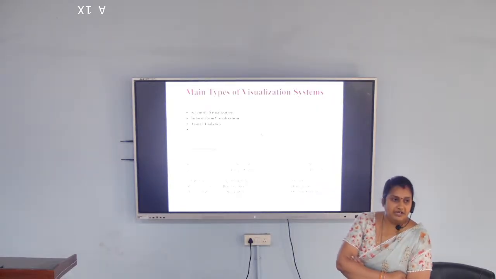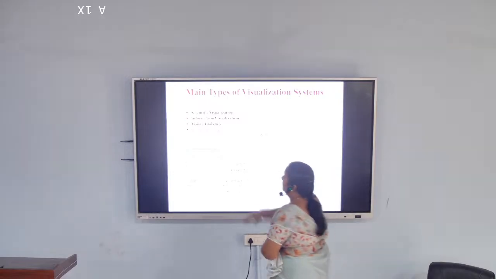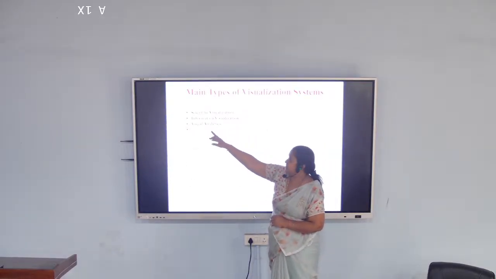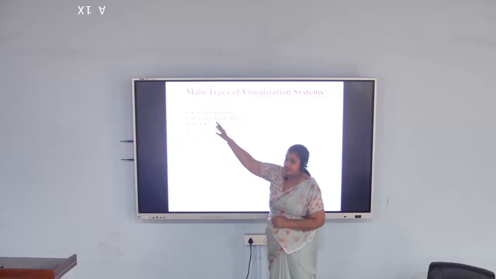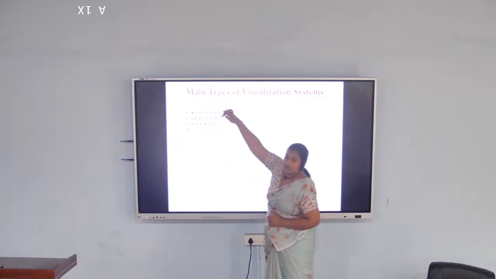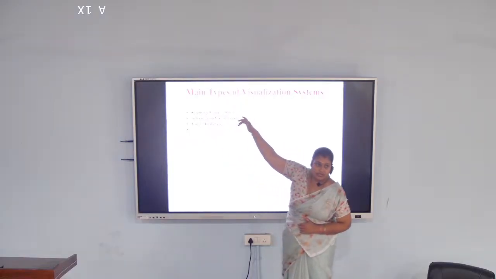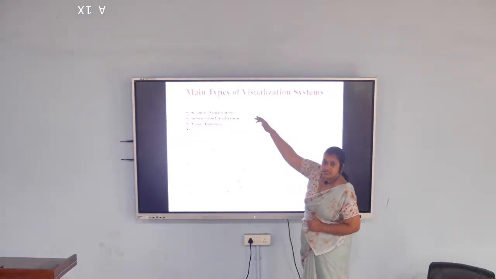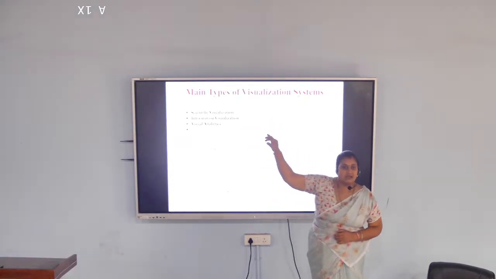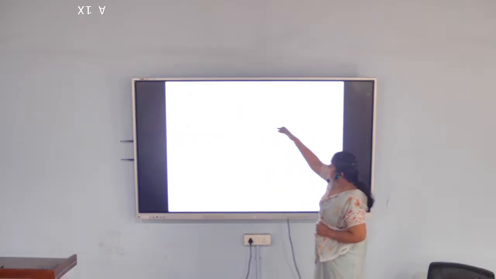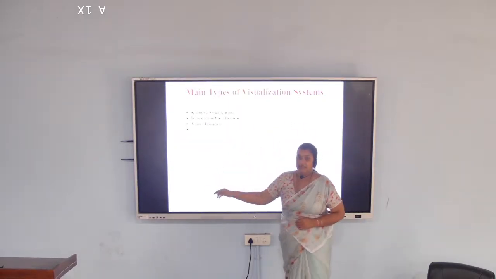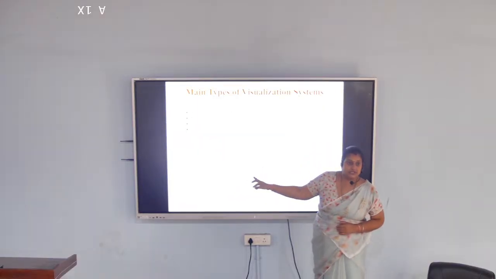So there are 3 types of classifications. What are they? Scientific visualization, information visualization and visual analytics. So what is the scientific? It is representing some different models. Scientific visualization. Coming to information visualization, it is representing in the form of charts and graphs. And this third visualization, that is visual analytics, is a combination of scientific visualization and information visualization.